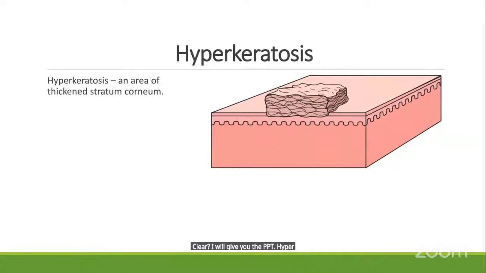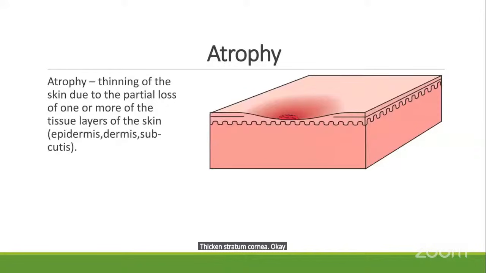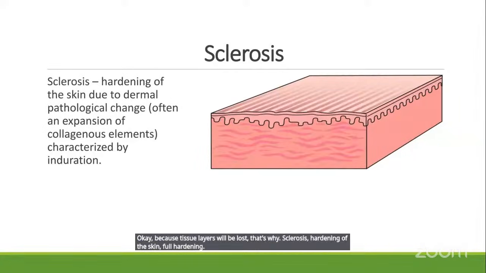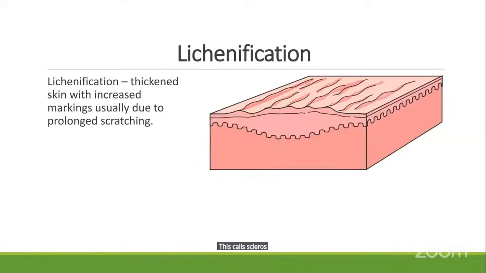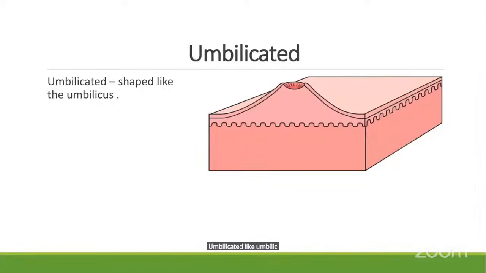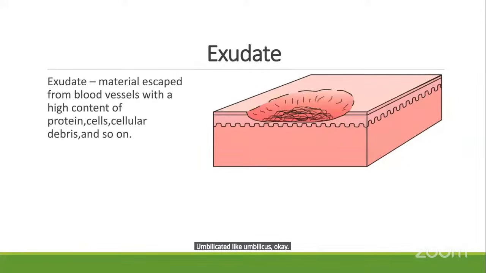Hyperkeratosis that we have discussed. Thickened stratum corneum. Okay. Atrophy, thinning of the skin. Why? Because tissue layers will be lost. That's why. Sclerosis, hardening of the skin. Full hardening. This is called sclerosis. Lichenification, thickened skin with increased markings will be there. Umbilicated, like umbilicus. Okay. Exudate, blood vessels with high content of protein and all these things.